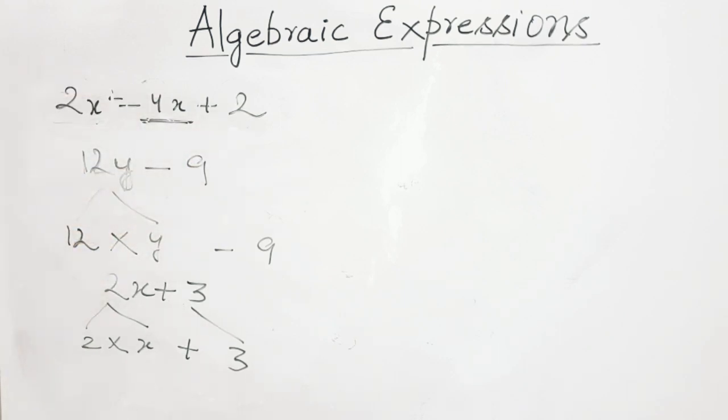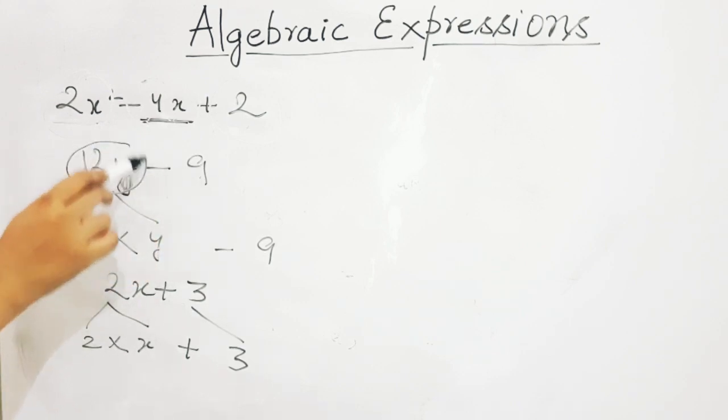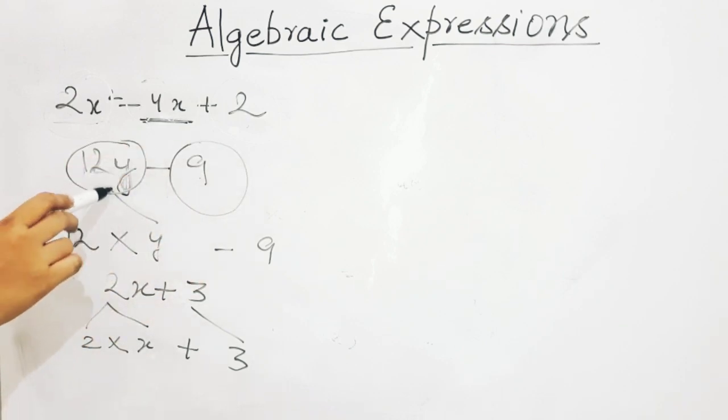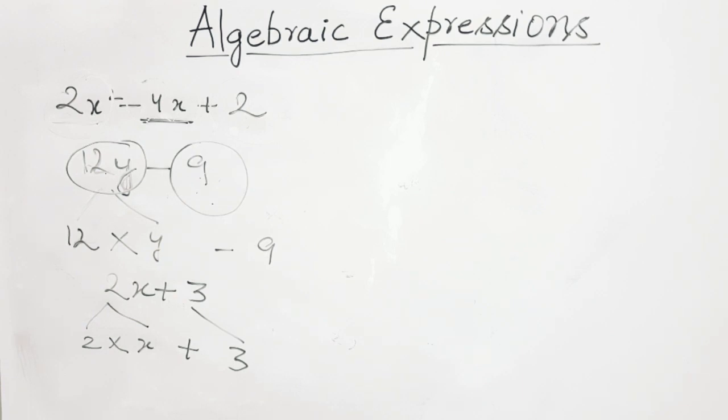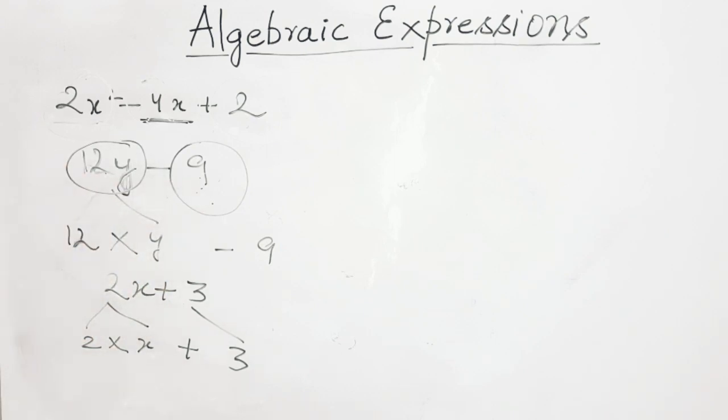Right, students? Taking some more examples, this is 12y minus 9. So this is the first part and this is the second part. How many parts does this algebraic expression have? 2 parts. There are 2 terms which are joined together, combined to form an algebraic expression. The first part is 12y and the second part is minus 9. So the different parts of the algebraic expression separated by the sign positive or negative are said to be the terms of an algebraic expression. I hope you have understood, students, about the terms of an algebraic expression.